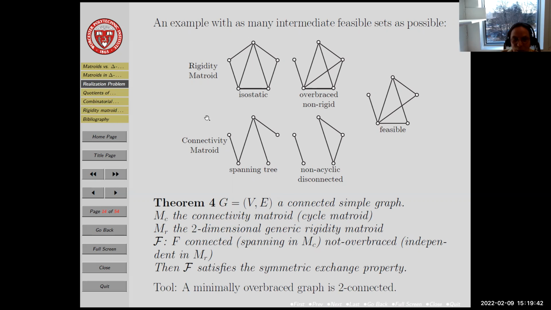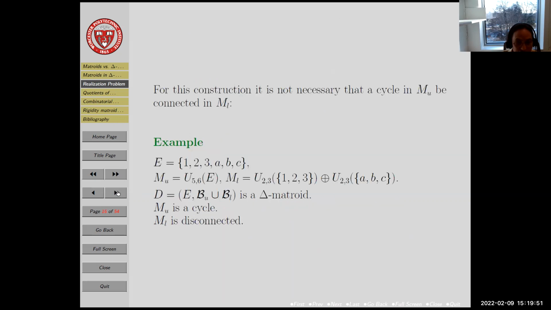So this is sort of the hard part for in between. Can we say what we mean by a feasible set that is consistent with the symmetric exchange axiom? So connectivity is not quite necessary, because I can construct a very simple example, say on 6 elements where the upper matroid is just a simple cycle, right?